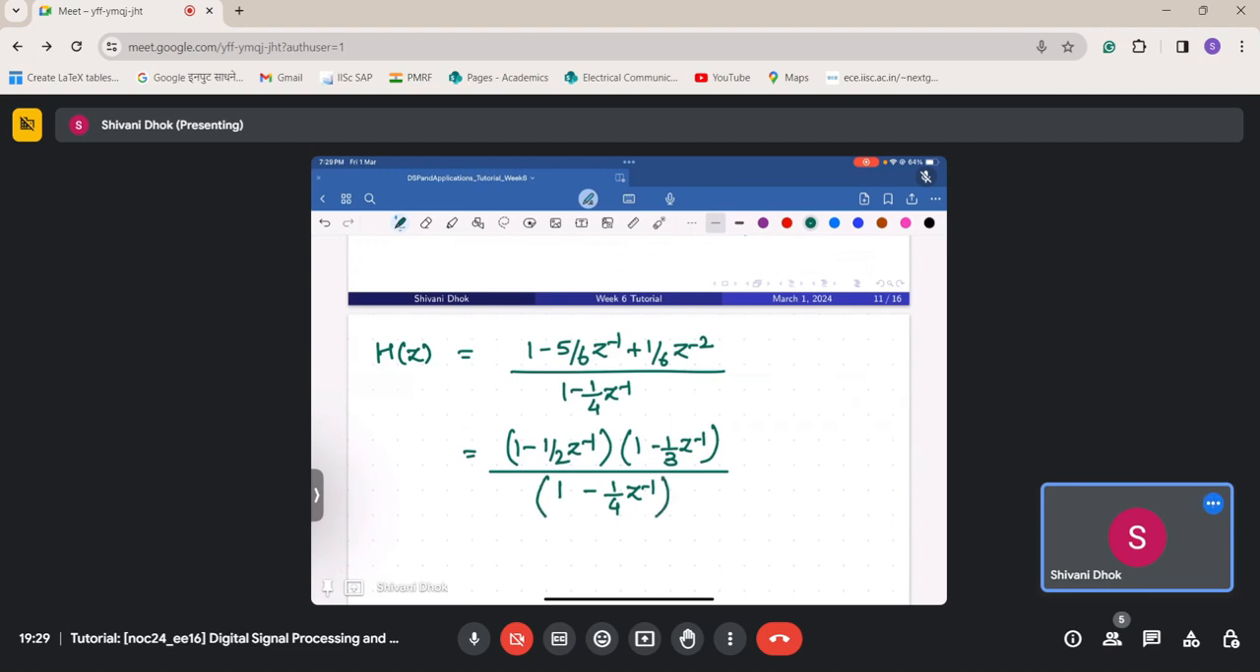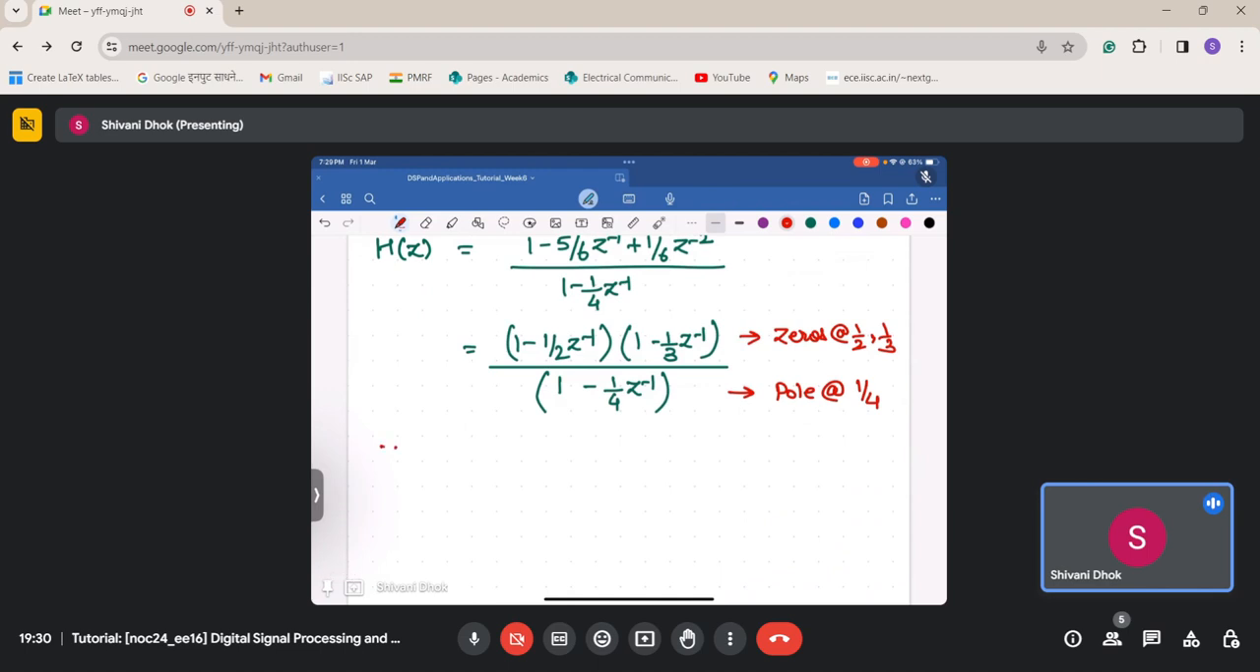Now if you observe carefully, zeros are at 1 by 2 and 1 by 3, and the pole is at 1 by 4. So in this particular case, since both zeros and poles are inside the unit circle, H of z is minimum phase.